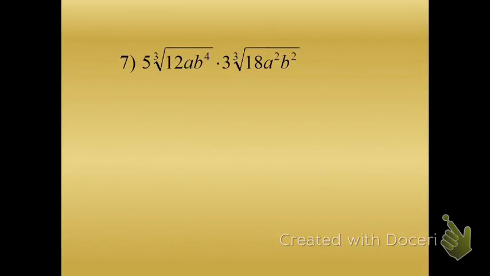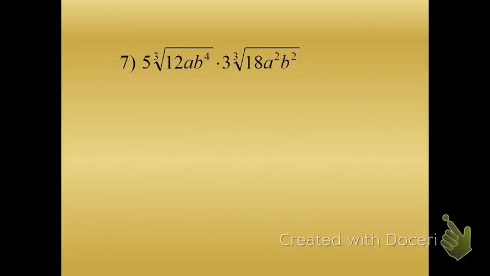I'm going to show you this problem here, and this one's probably the hardest one that we have left. You have 5 times the cube root of 12ab to the 4th times 3 times the cube root of 18a squared b squared. Some teachers, they'll tell you multiply everything together and then simplify that whole mess. I don't fully believe in that. I don't fully like it. Here's what I'm going to tell you to do.